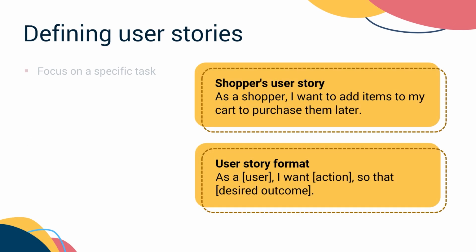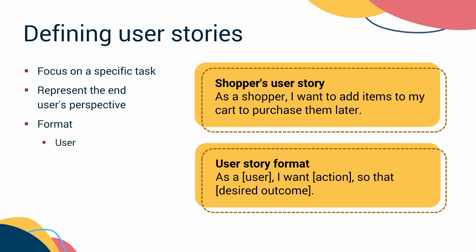User stories focus on a specific task, representing the end user's perspective. For example, the shopper's user story might be, "As a shopper, I want to add items to my cart to purchase them later." In this case, the shopper is the user, the action is adding items to the cart, and the desired result is purchasing them later. This format can also be applied to other roles, such as, "As a customer, I want to track my order so I can know when it will arrive." It's a simple and effective way to define product functions.